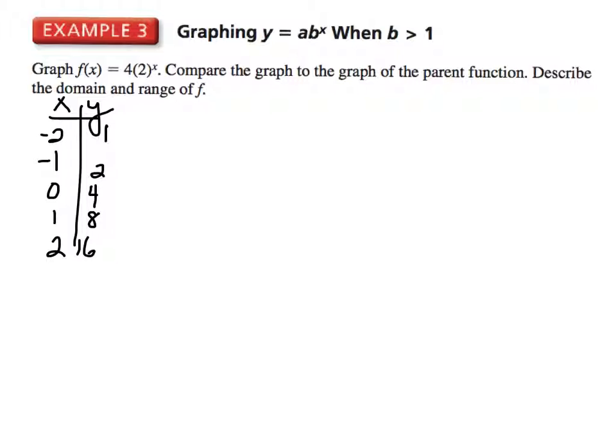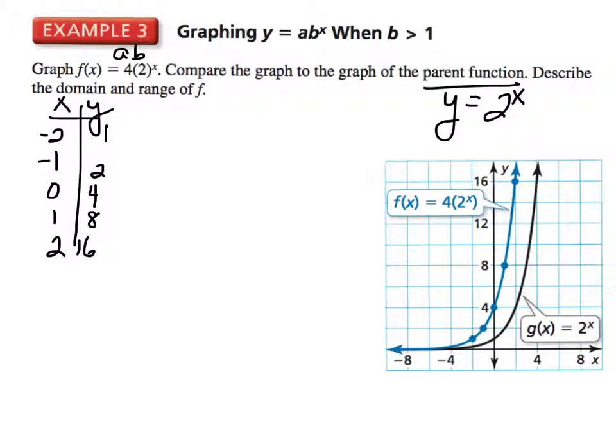Now remember, the parent function is y equals b to the x power. So that's the parent function, and we have to compare and graph it. So if we graph it, here it is. The blue line is f of x equals 4 times 2 to the x power. That's if we graphed all of these. Here is g of x equals 2 to the x. That's our parent function. So we describe the domain and range of f, and we have to compare this graph.